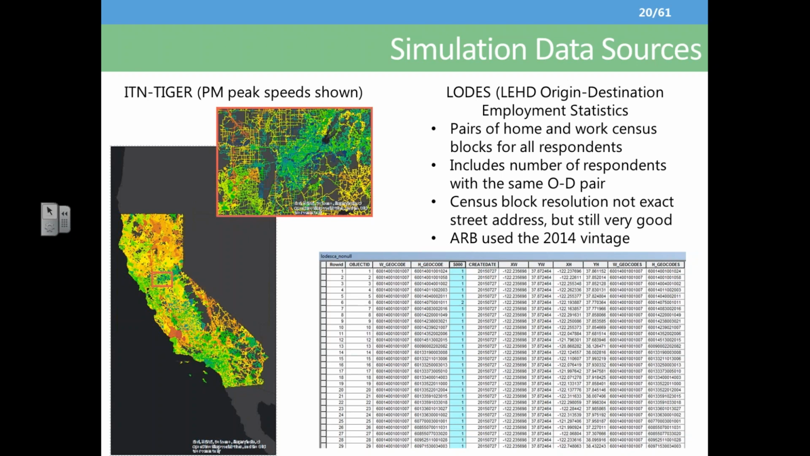The census block resolution, of course, is not an exact street address, but it's still very good. We'll look at that in a second. It's still very good in most places. And ARB utilized the 2014 vintage.